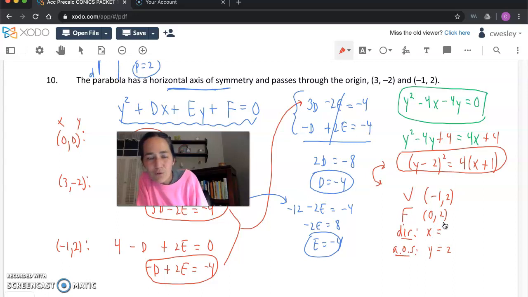And to get it in before the buzzer, with 12 seconds to go, the directrix is perpendicular to the axis of symmetry. We went 1 unit to the right to get to the focus. We've got to go 1 unit to the left of the vertex to get to the directrix. So we're going to go down to x equals -2. I think it is.